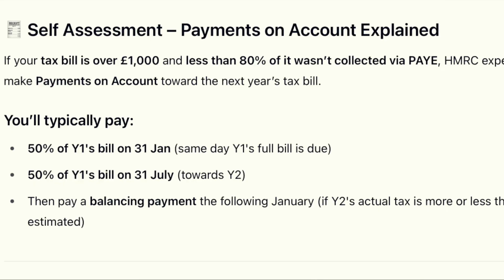You'll see here, in this worked example, that this is looking at your tax bill over £1,000, less 80% of it was collected via PAYE. So typically, you'll want to pay 50% of your year 1 tax bill on the 31st of January on the same day, and you'll then pay 50% on the 31st of July towards year 2, and then you'll pay a balancing payment in January. So you'll pay in 3 instalments based off your previous year's tax. I'm going to show you now quickly in a worked example.